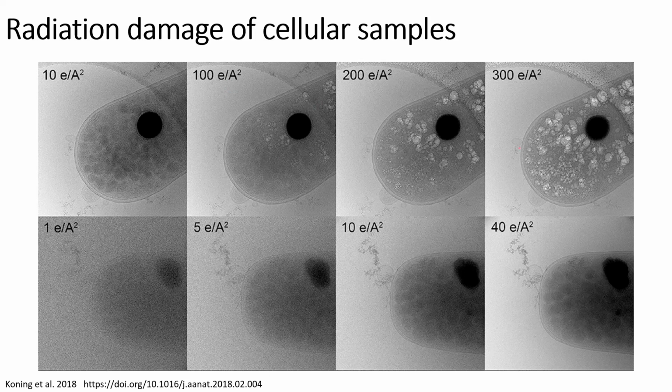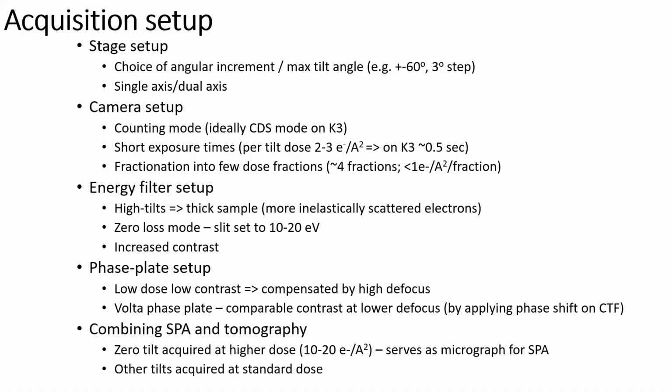If we go even higher, we can see that at 300 electrons per square angstrom radiation, we see already the bubbling and we destroyed our sample of interest. Therefore, we need to find a correct balance between the amount of electrons that we need per single shot. We need to properly set up how many tilts, what will be the tilt step of our tilt series, not to damage radically our sample.